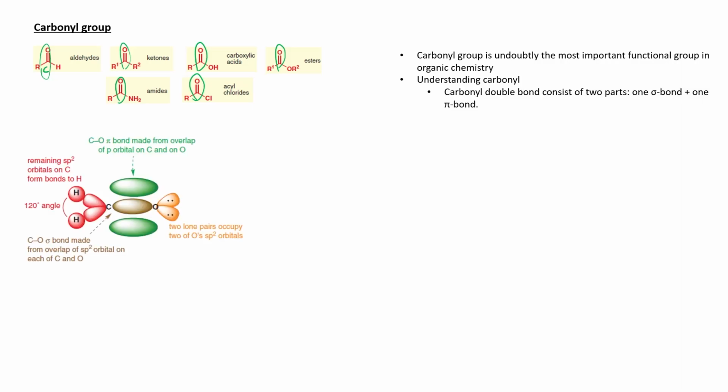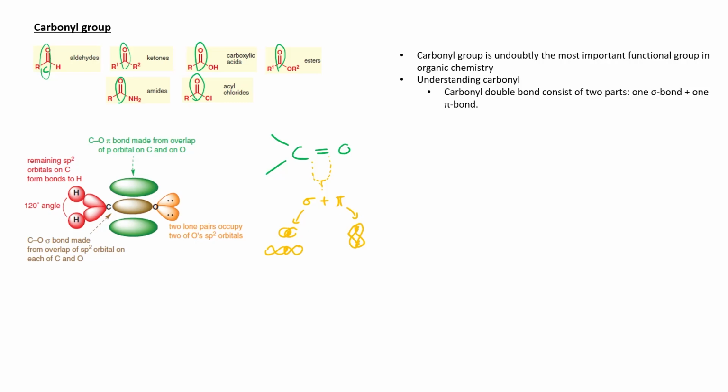And this carbonyl group is undoubtedly the most important functional group in organic chemistry, so we need to know a little bit more about carbonyl. So the carbonyl double bond consists of 2 parts, the sigma and also the pi bond. You have this carbon and then oxygen, and this double bond is basically sigma plus pi. Sigma is basically head to head overlapping, either s orbital or p orbital, and pi is basically the side by side overlapping of the p orbital.